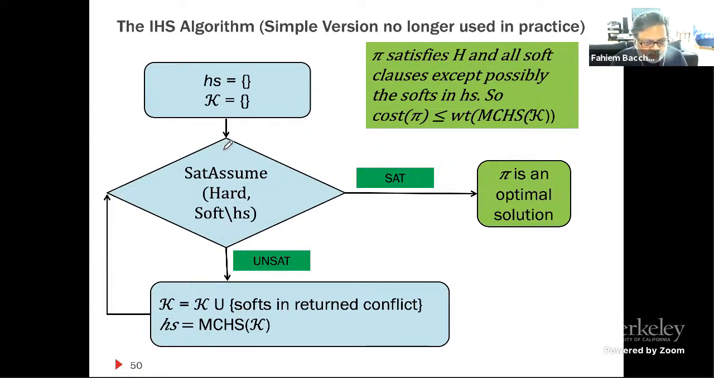Well, if this is satisfiable, what can pi falsify? It has to satisfy all of the soft clauses that are left after you remove the hidden set. So therefore, the cost of the soft clauses it falsifies is upper bounded by the cost of this hidden set, which is, of course, a minimum cost hidden set. And of course, we know that the bound goes the other way. So it must be that the cost of pi is in fact equal to the cost of the minimal cost hidden set, and it must be optimal.